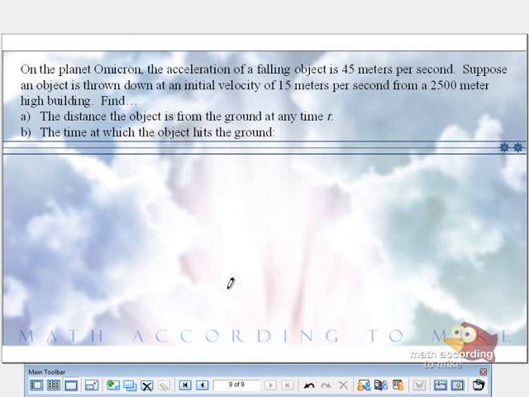Remember that we have the position is s of t. Its derivative we called v of t. And what was the derivative of velocity? Acceleration. Very good. So by saying that the acceleration of a falling object is 45 meters per second squared, that means a of t is 45.